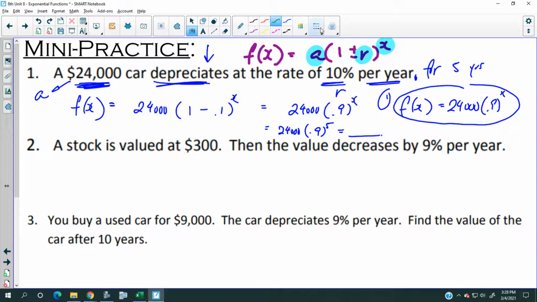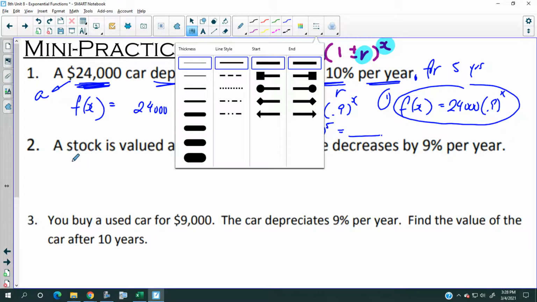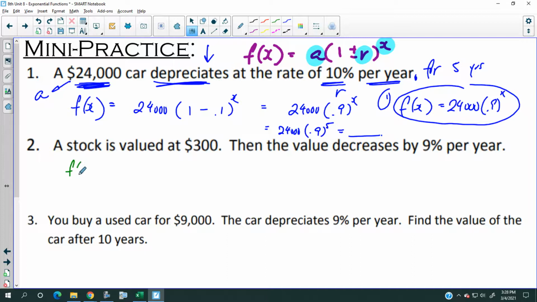So now let's move on. Let's try the next one. A stock is valued at $300. By the way, again, the equation is up there.